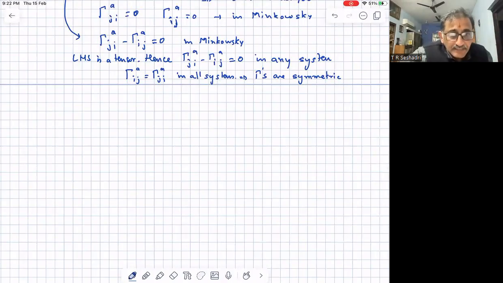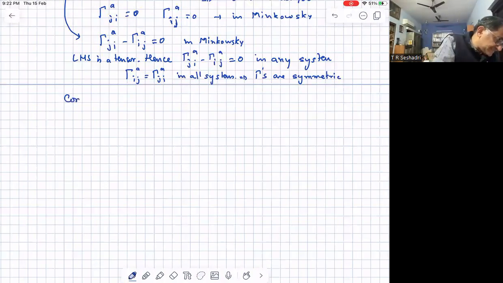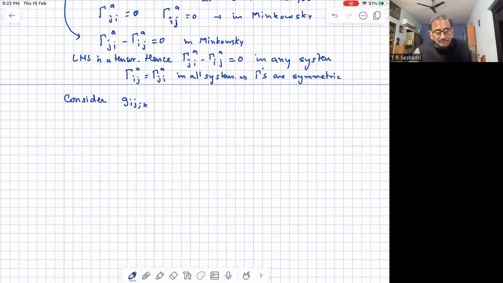Now let me get more greedy. Let us consider the covariant derivative of the metric tensor. And there is a certain reason why I am considering it.